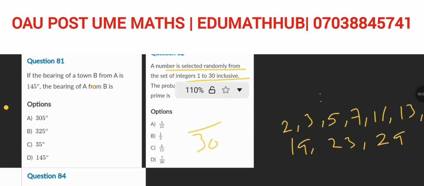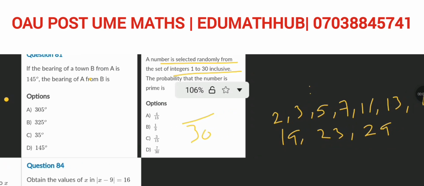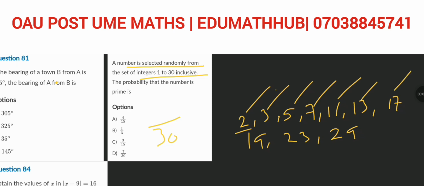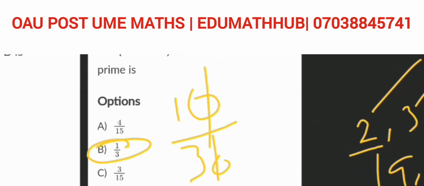Now, the first prime number is 2. Then go like that, 2, 3, 5, 7, 11, 13, 17, 19, 23, 29. The last one is 29. So these are the prime numbers. Now, how many are they? If you count it, you get 1, 2, 3, 4, 5, 6, 7, 8, 9, 10. So there are 10 of them. So you're going to have 10 over 30. So 10 over 30, if you cut it, you're going to get 1 over 3. So the answer to this question is 1 over 3.